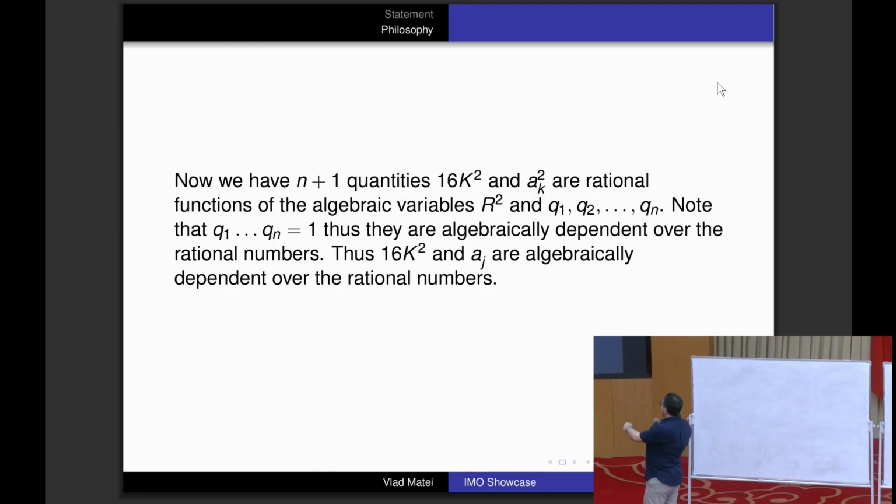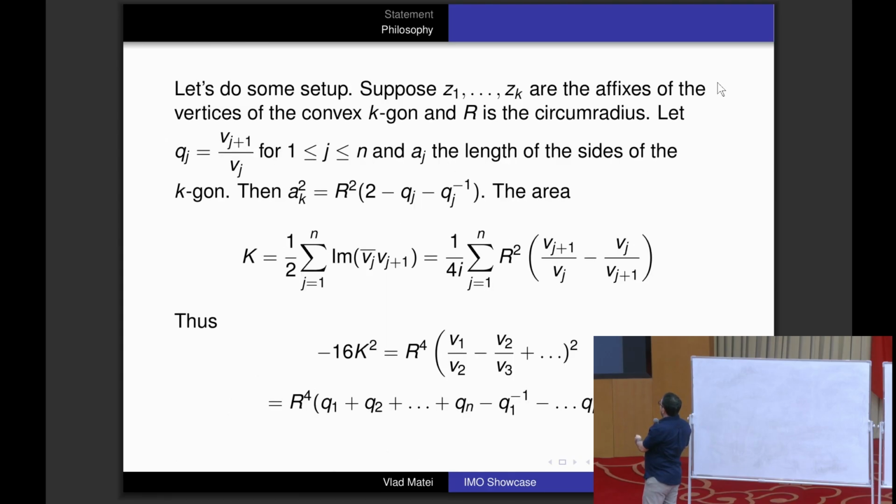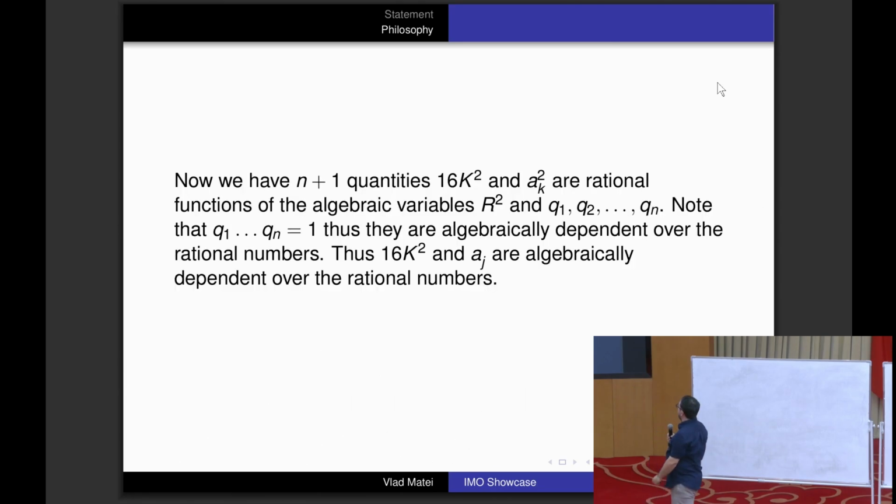they are algebraically dependent, because if you remember, the qj's are vj plus 1 over vj, so obviously their product is 1. Okay? So that means the word for it is that these numbers are what are called algebraically dependent over the rationals. So that means there is a polynomial formula that is verified by all these numbers together. Okay, so you know that there's basically some relation.